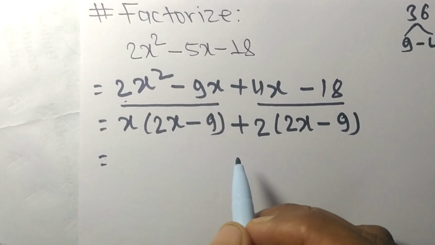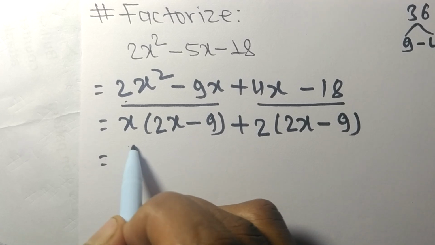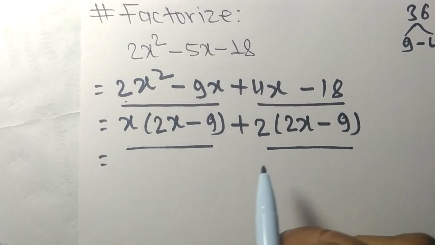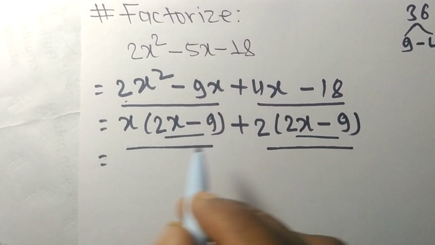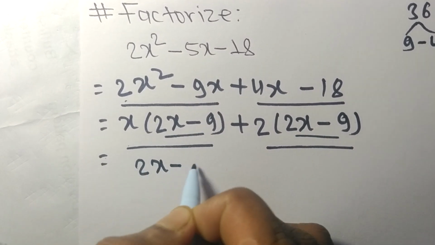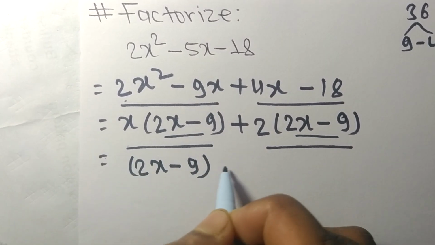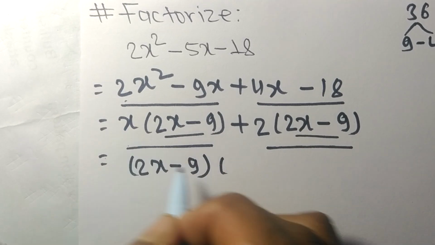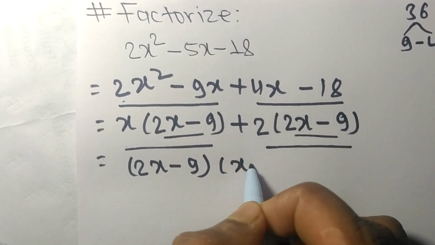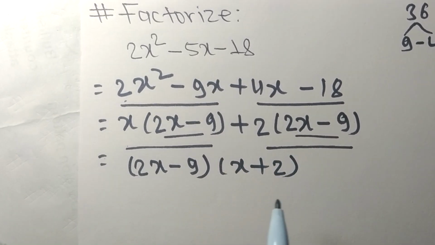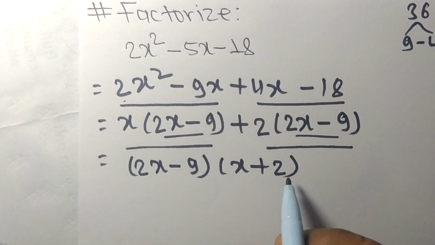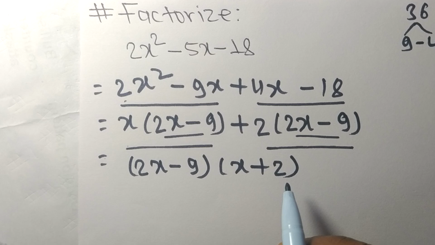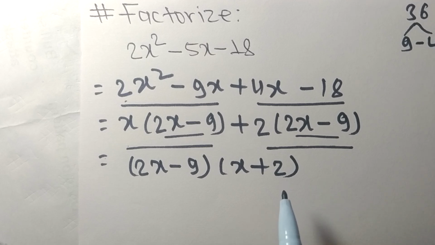So now we again find out the common in the first and last expression. So both contain 2x − 9. So 2x − 9 is common, and remaining in the first is x and in the last is +2. So 2x − 9 and x + 2 are the required factors. So this much for today, and thanks for watching.